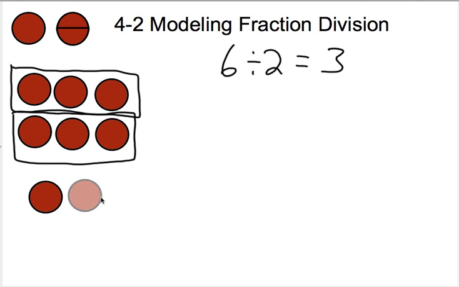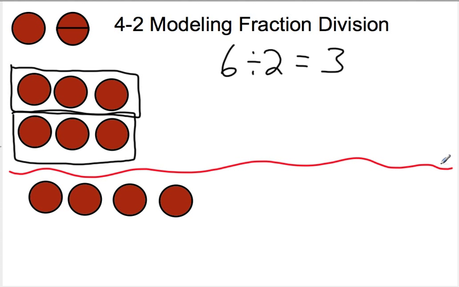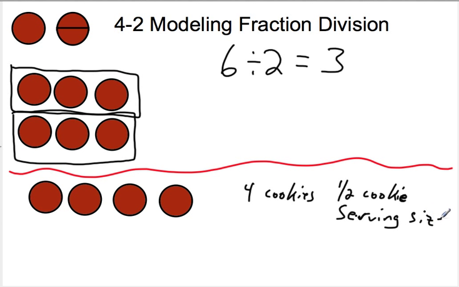Okay, so using that, let's say we had 4 cookies. 1, 2, 3, 4. And this is a new example, so I'll split it up here with a line. So we have 4 cookies, and each serving is a half cookie. Half cookie serving size. Alright.